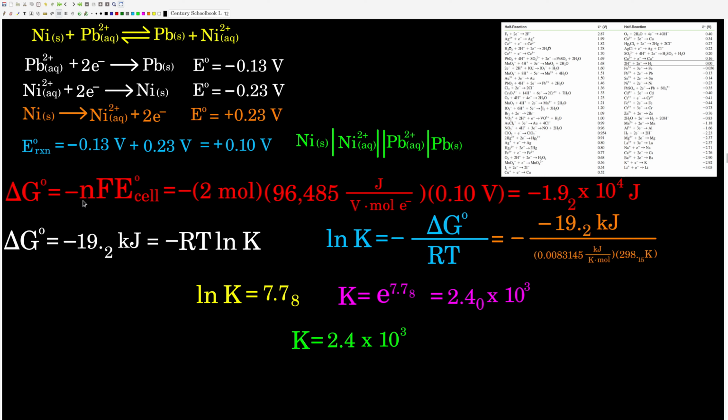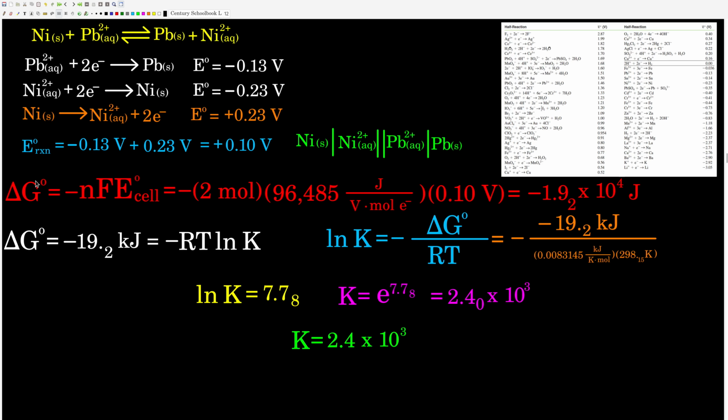Now N, okay, so this is where you have to be a little bit careful. N is how many electrons are transferred in the balanced electrochemical reaction. Here, each half reaction has 2 electrons, so it's 2 electrons that are transferred. Now, if let's say one was 2 and one was 3 electrons, then we'd have to get the least common multiple, which is 6, and that's how many electrons would be transferred. In that case, N would be 6, but here it's just 2.